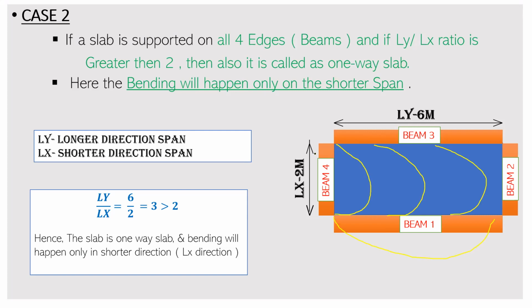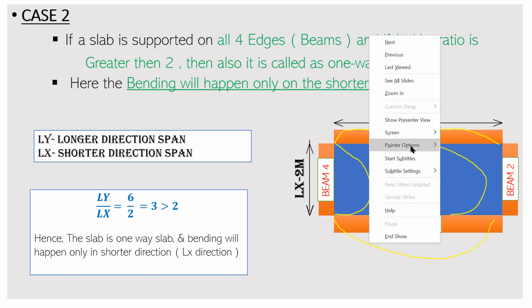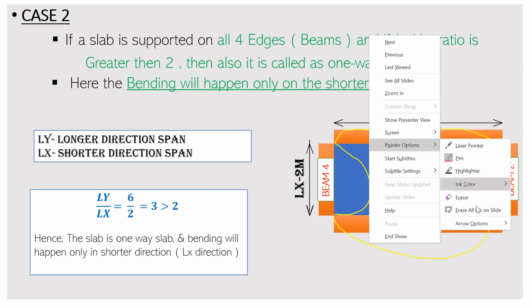A small bending, something like this, may happen, but that bending is very less. So this is a kind of bending that happens. The major bending is only on the shorter span. That is why I have shown the bending here, whereas on the longer span this bending won't happen. A slight bending may happen, but we don't consider that bending, since it is very small.